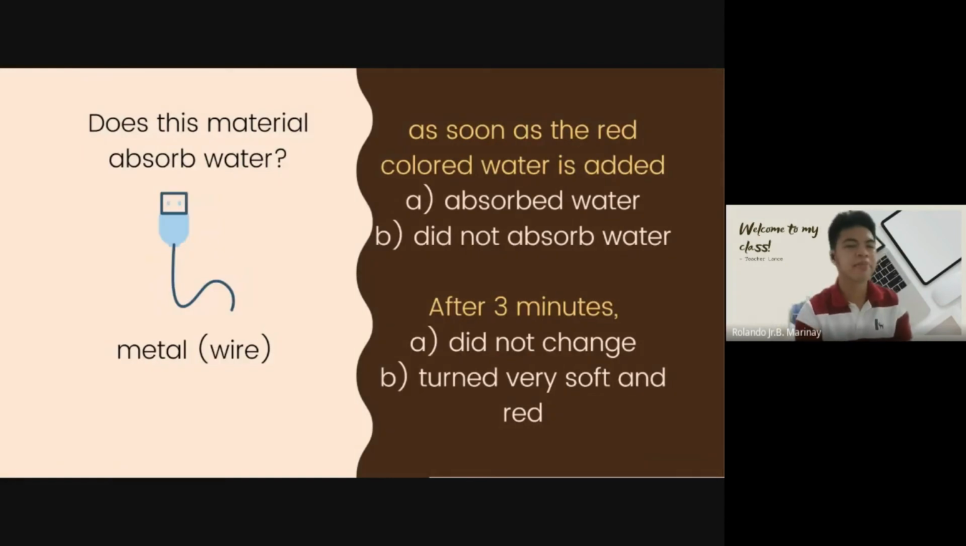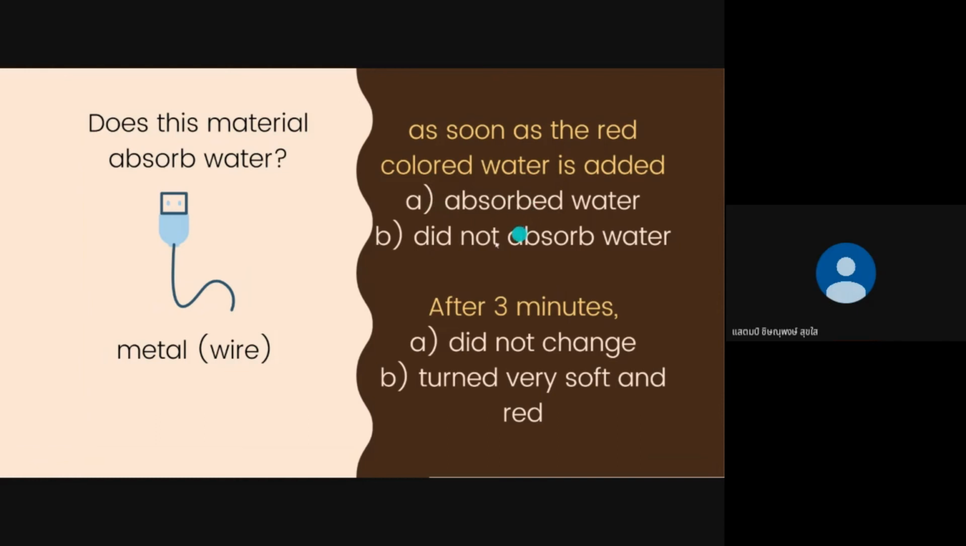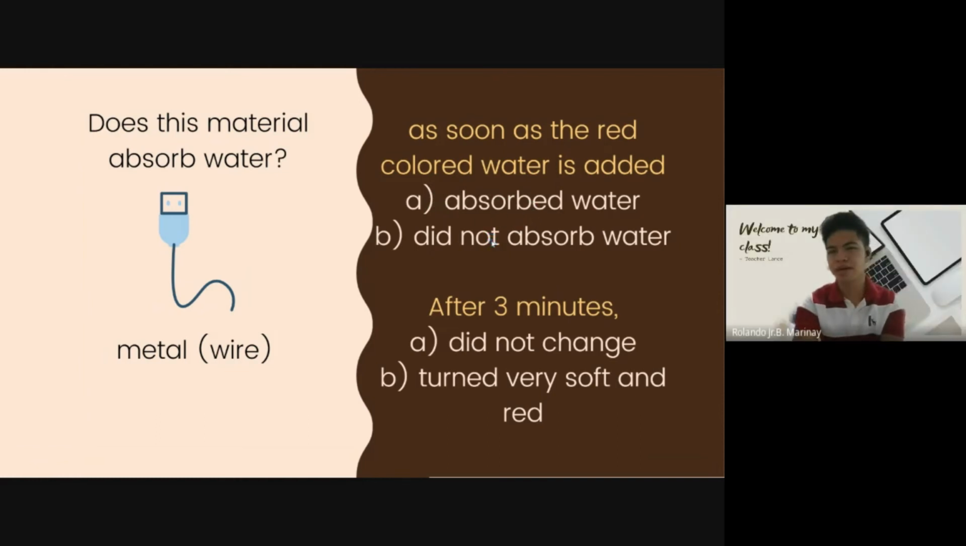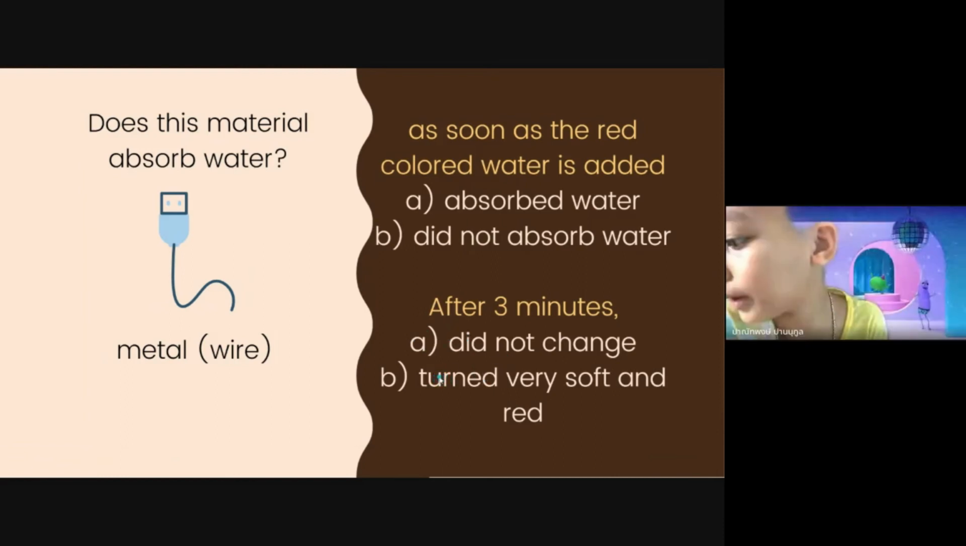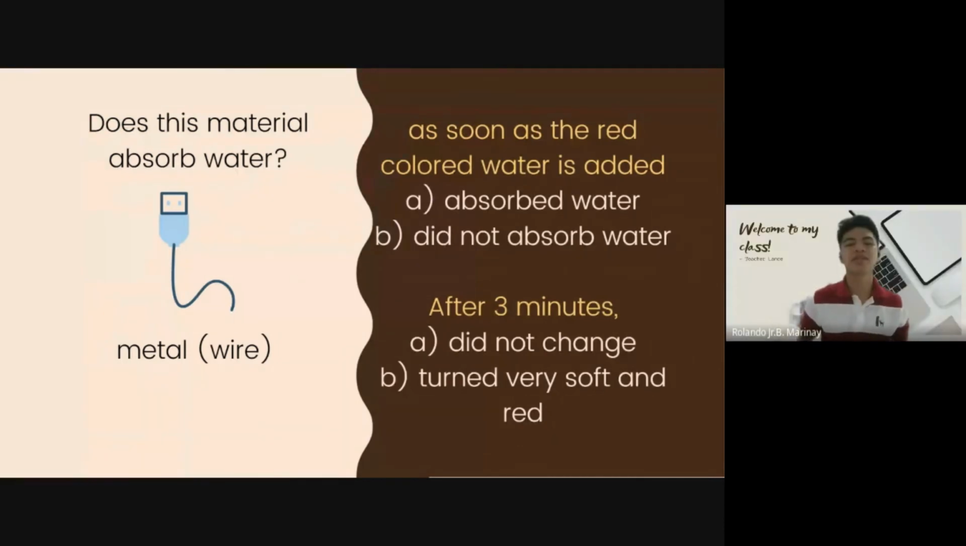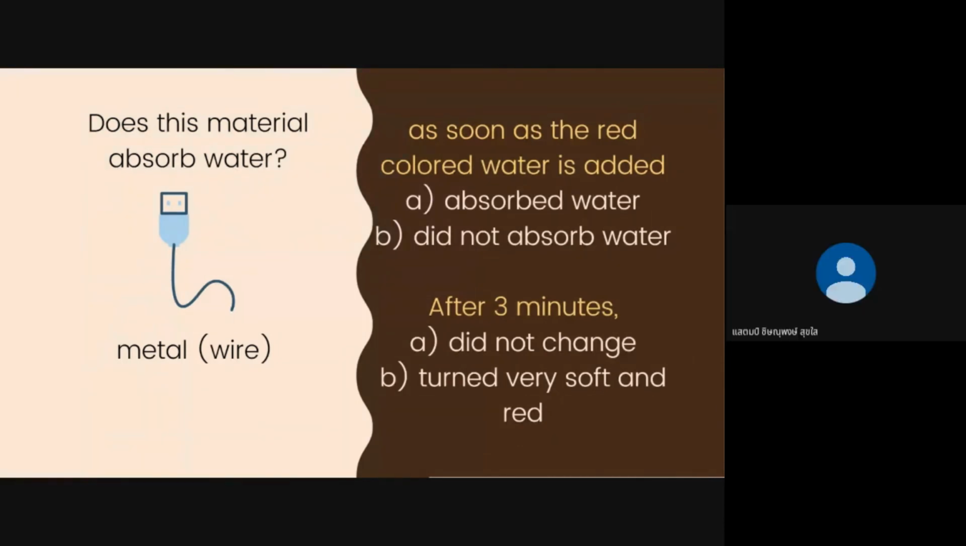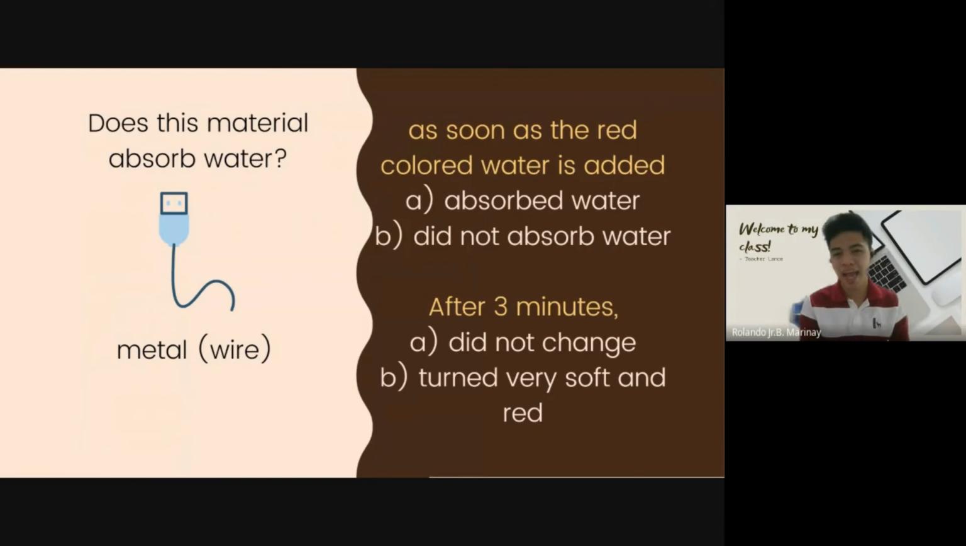What about the metal, the wire? When we put it in a bowl and put red water on it, what will happen? A, absorb water, or B, it will not absorb water? B, it will not absorb water. After 3 minutes, what will happen? A, it will not change, or B, it will turn very soft and red? A, it will not change. B and A. Yes, B and A.